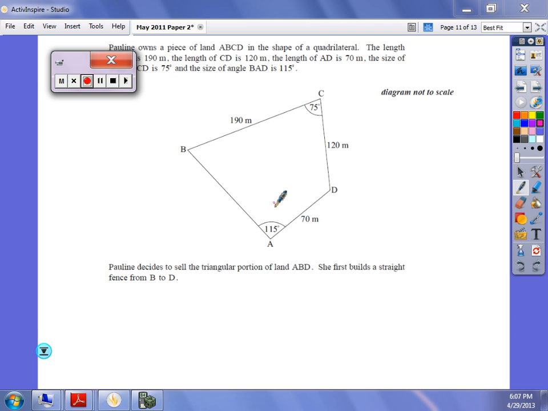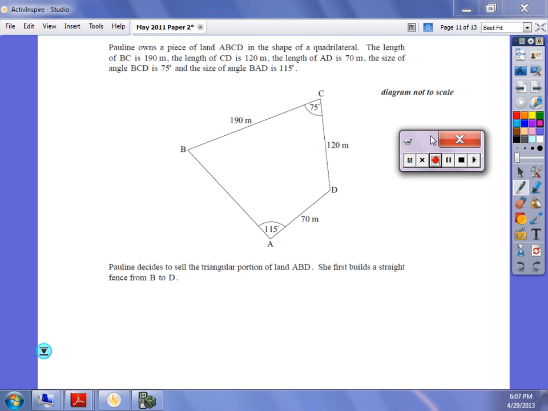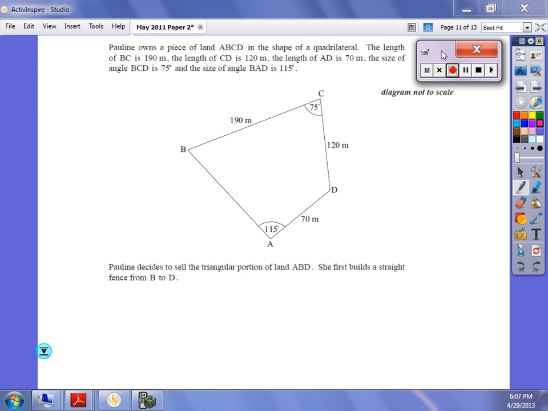All right, we have been sitting in the auxiliary gym for a little over an hour now, and we're on our last problem, problem 5, from the May 2011 paper 2. And we've got a geometry problem, and we know that there's going to be some trig involved, just the way they're giving us angles and sides of things that are going to be triangles. So we've got a piece of land, A, B, C, D, in the shape of a quadrilateral.